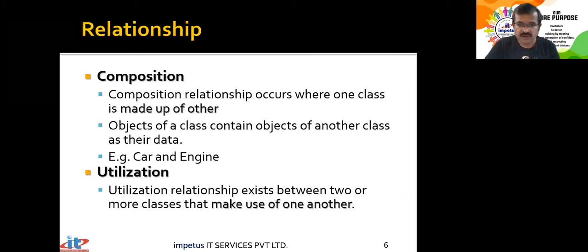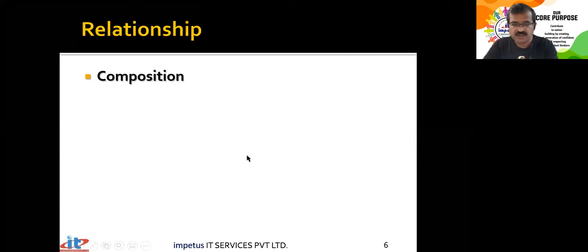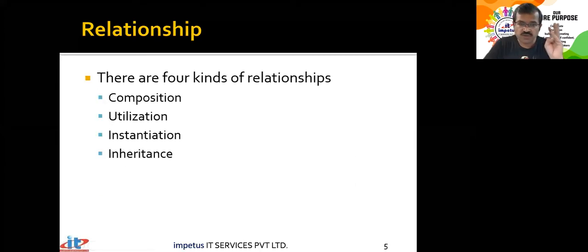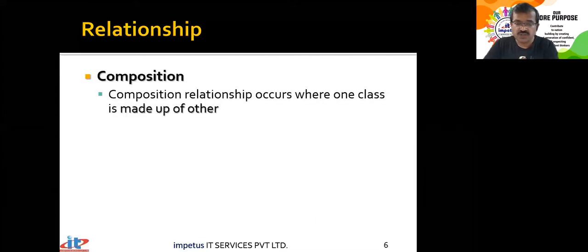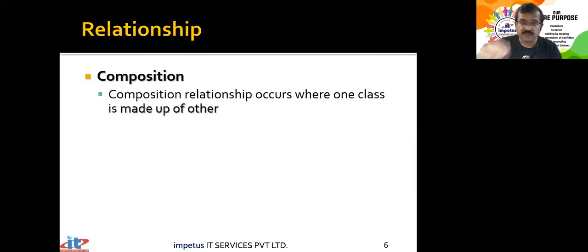There are four kinds of relationships that we normally come across: composition, utilization, instantiation, and inheritance. The first one that we are talking about is composition. This occurs when one class is made up of another. That means you have a class and it has some attributes, and those attributes are instances of some other class. So the whole is composed of some kind of parts.